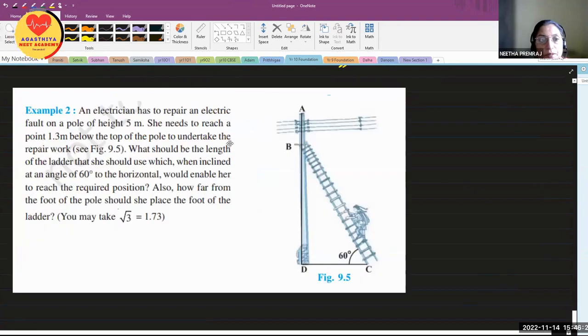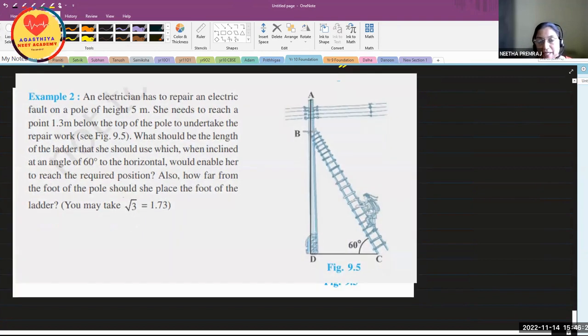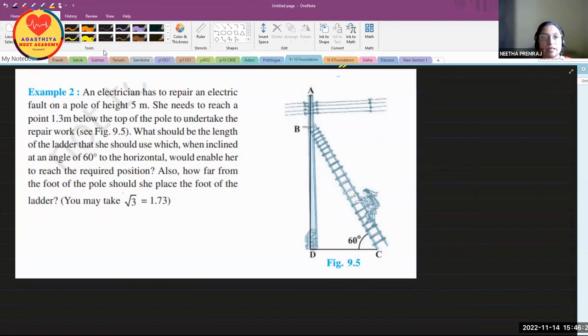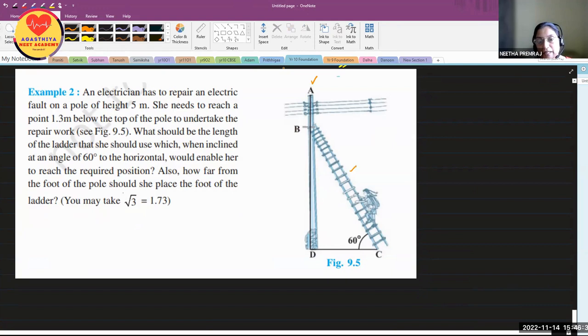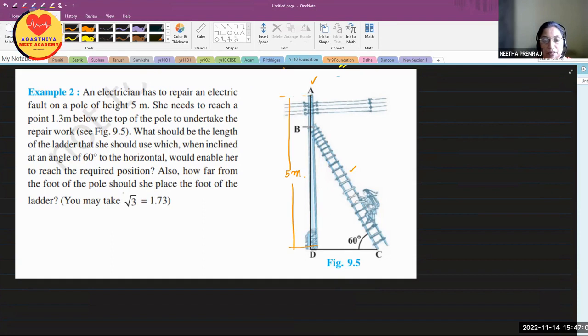Now, see the figure first. There is an electrical post. This is a ladder and there is an electrician here. An electrician has to repair an electric fault on a pole of height 5 meter. So the height of the pole is 5 meter. Height of the pole means the entire pole. You should remember this is 5 meter.